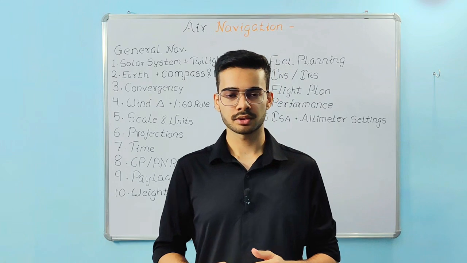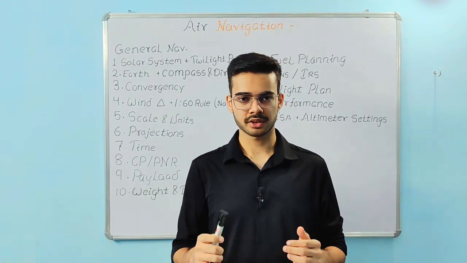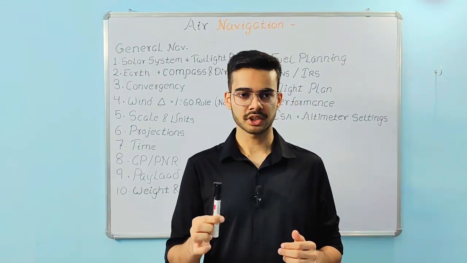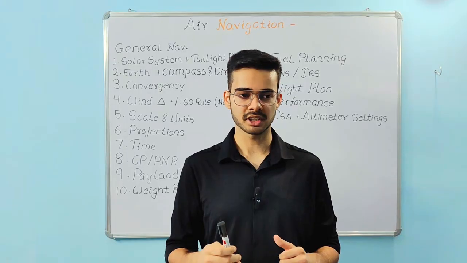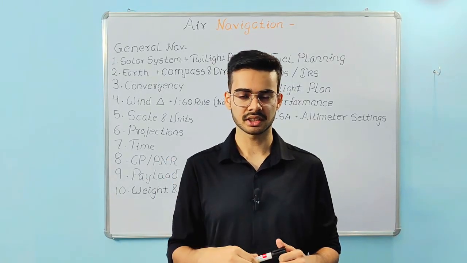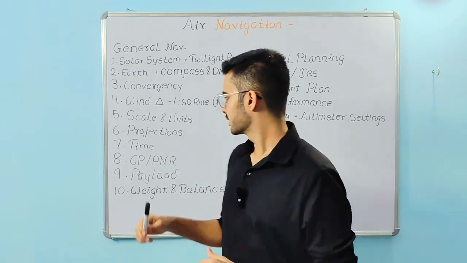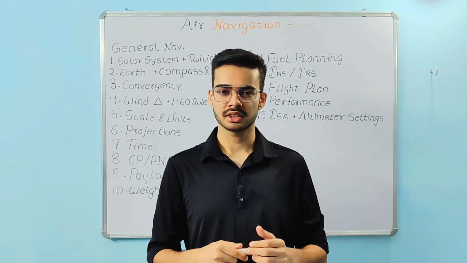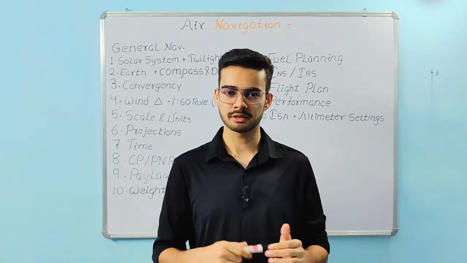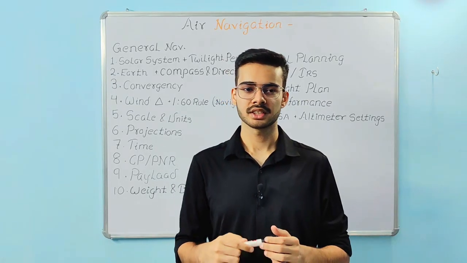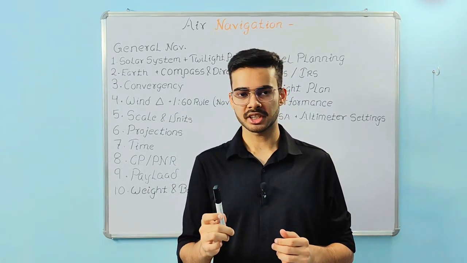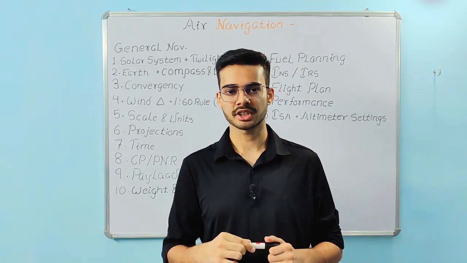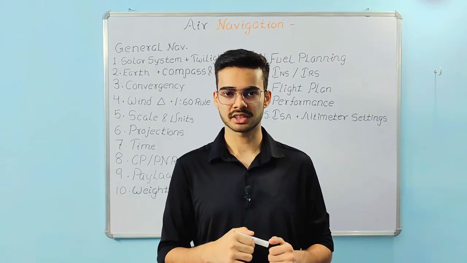Also for 1:60 rule, very important rule, we are going to derive it from zero and we are going to see how to use it, whether it be climbing, descending, how it comes into use. Then next, scale and units. Very easy topic, very easy to apply and understand, but one thing is very necessary, that you do it step by step and in a certain process so that you don't do silly mistakes in this.